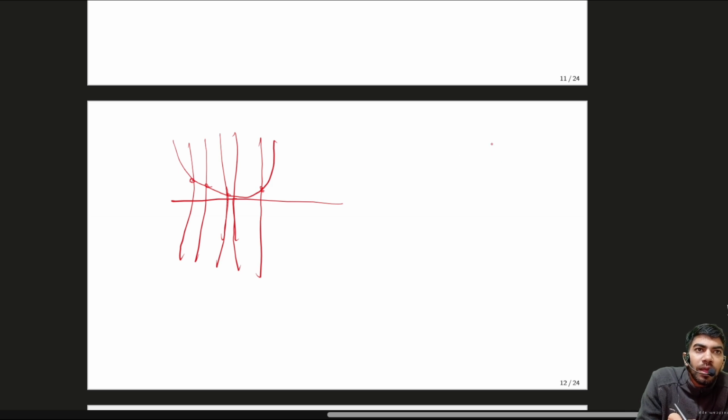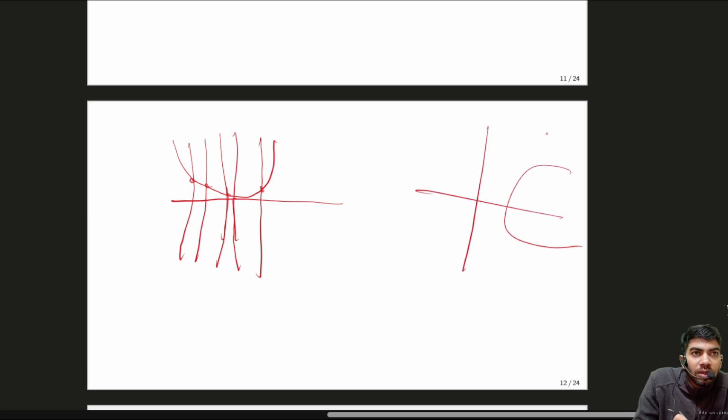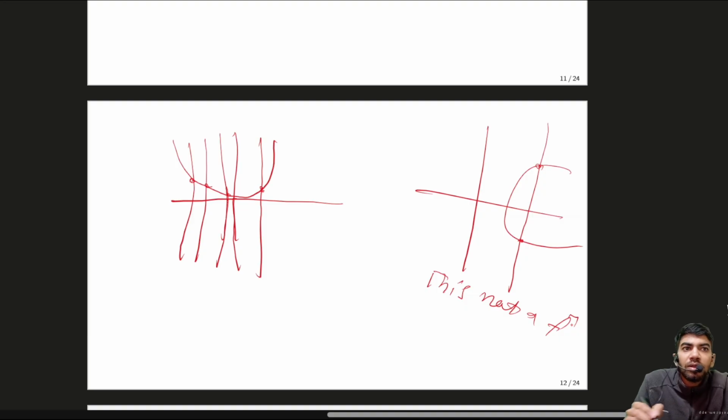If I choose a function like this and draw a line parallel to the y-axis, it cuts the graph 2 times. So this is not a function. This is not a function. This is a function.